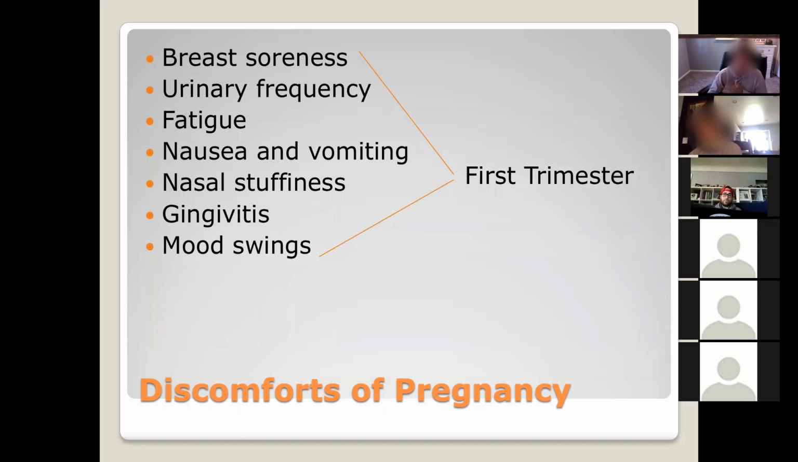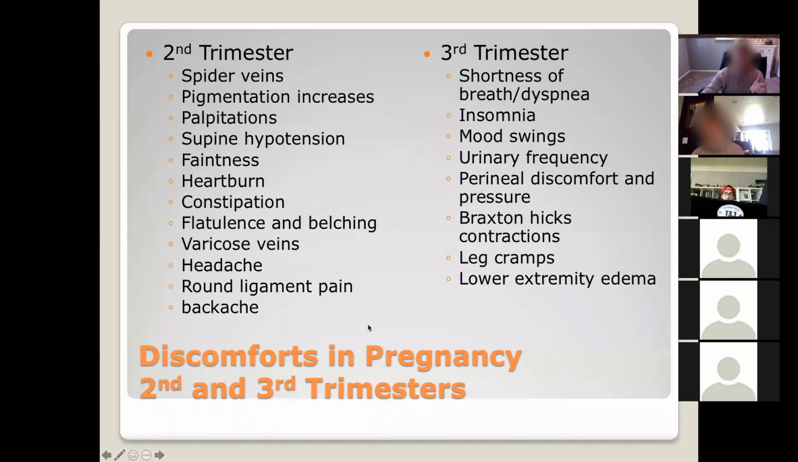Nausea, vomiting, nasal stuffiness due to those hormonal changes, gingivitis, we talked about, so inflammation of those gums and things like that. Mood swings because of the hormone changes. Okay, so these are a lot that happen early in that first trimester that you'll see. And then these are common discomforts as the pregnancy continues in that 2nd and 3rd trimester. Okay, I'm not going to read through all these for you, but just kind of review those. We talked about a lot of these already. All right.